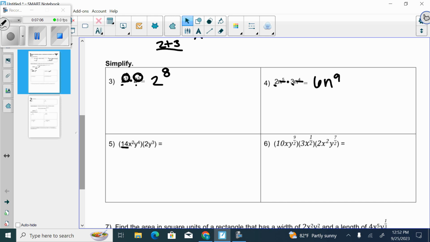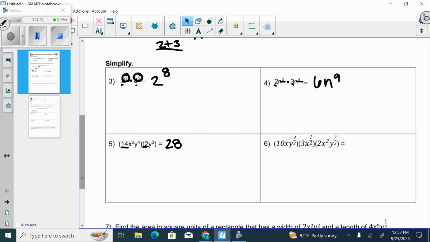Okay, does this 14 have an exponent? No, no exponent. Where does it have a tiny number beside 14? The x has an exponent. Does 14 have an exponent? No. Okay. What about the 2? Does the 2 have an exponent? No. So what should I do with the 14 and the 2? Multiply. And what is 14 times 2? 28.